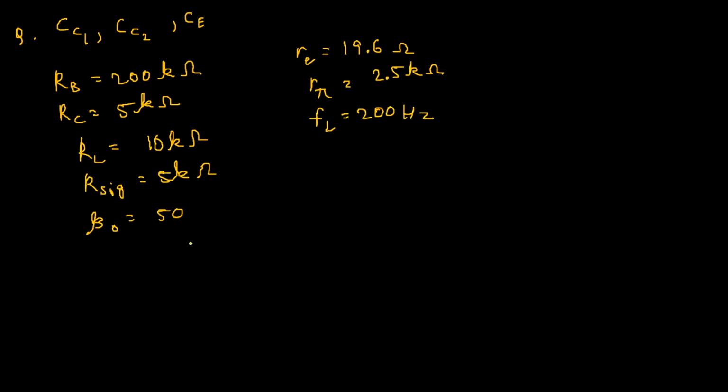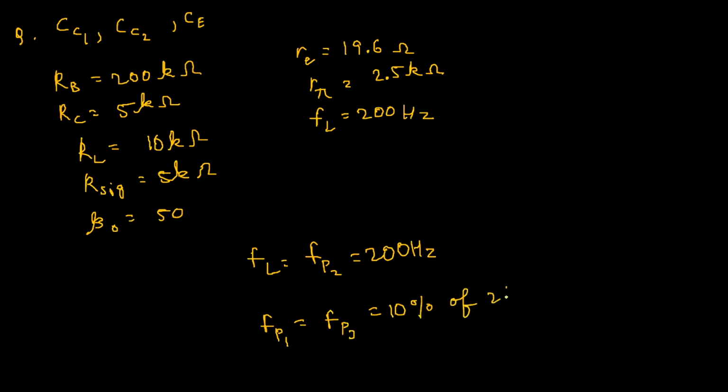So now we have FL. We know that FL is equal to FP2, which is 200 hertz. So we take FP1 is equal to FP3 is equal to 10% of 200, which is 20 hertz.